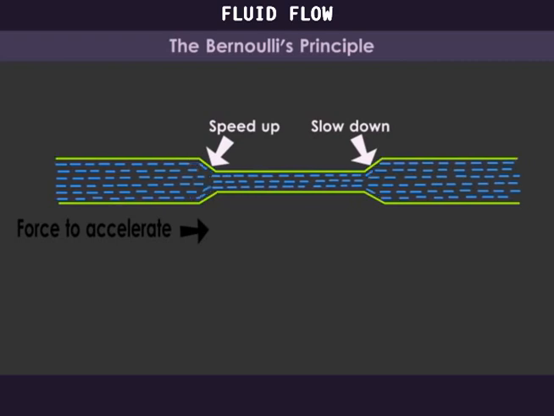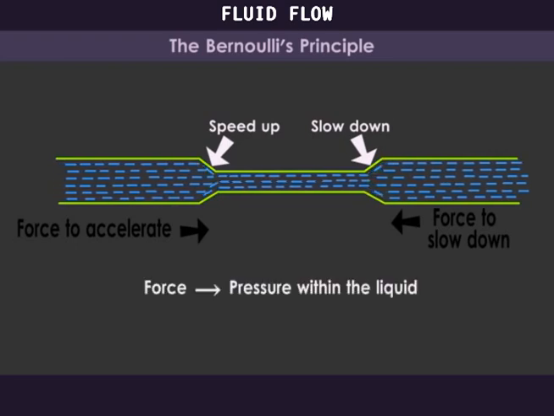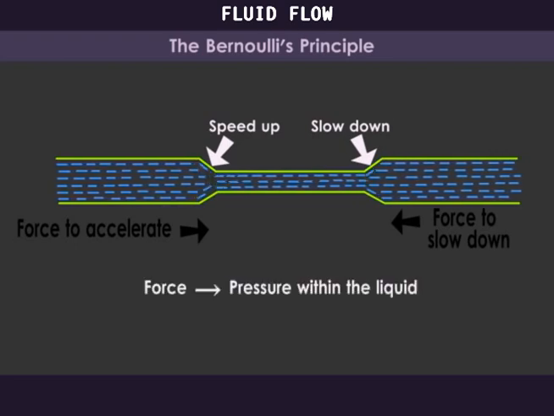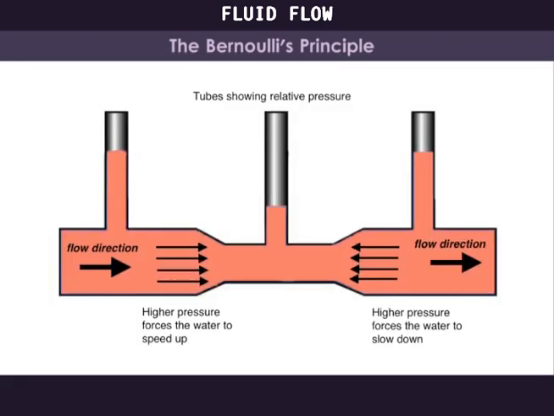And in order for it to slow down, there must again be a force applied, but this time in the opposite direction. The only possibility for a force to be applied is from the pressure within that fluid. That is, higher pressure in the larger section to make it speed up and then slow down. So, higher pressure in the flow direction on the left-hand side and opposite the flow direction on the right-hand side. This creates a low pressure in the constriction area.